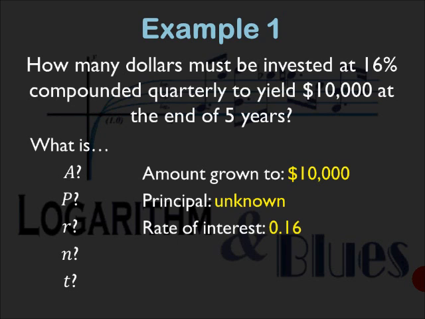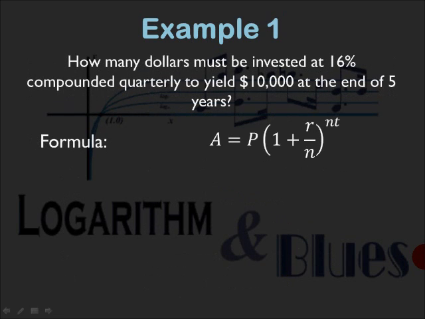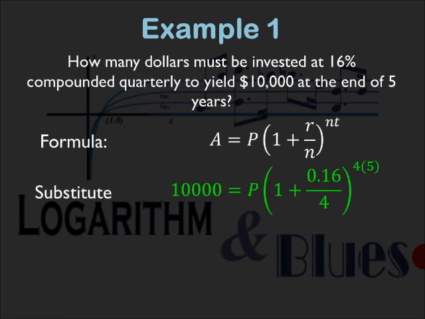R is the rate of interest. In this case, 16%, you convert to 0.16. N is the number of times compounded per year. Because it's quarterly, you're going to compound it 4 times. Finally, T is the number of years. In this case, 5 years. So you have 4 of the 5 values. You just have to solve for the 5th one. And now you just plug them into the equation. Here's your equation. And you plug in the values. 10,000 equals P times (1 plus 0.16 over 4), all to the 4 times 5th power.